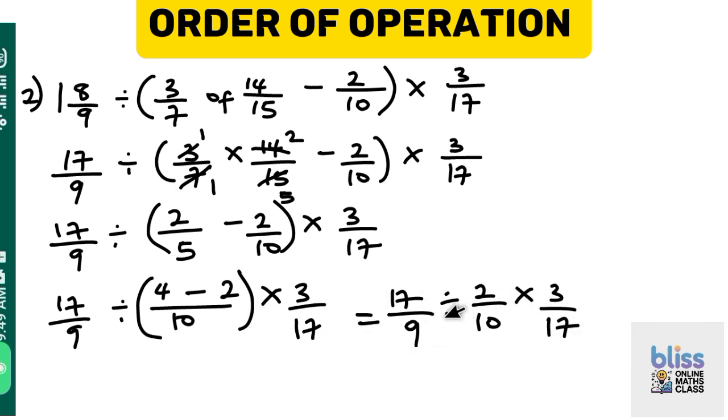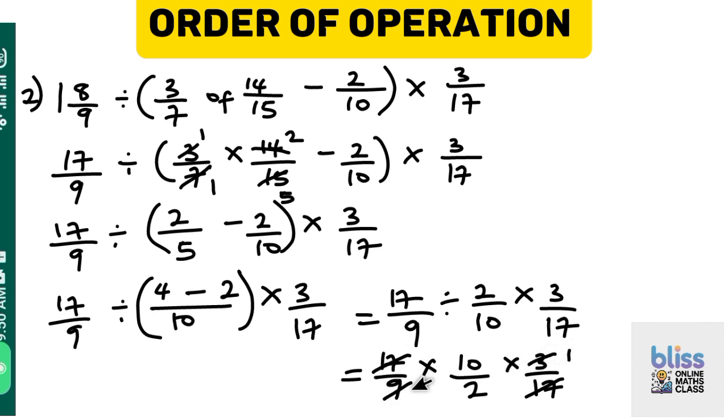So now we have to remove this division sign. This will now be equal to 17 over 9 times 10 over 2. Whenever you are changing your division sign to a multiplication sign, this fraction will change upside down. This one will go up and this 2 will come down. So that's what we have here, times 3 over 17. Now we have to cancel. Look at the numbers closely and cancel the ones that can divide each other. 17 will cancel 17. 3 divided by 3 will give 1. 9 divided by 3 will give us 3.